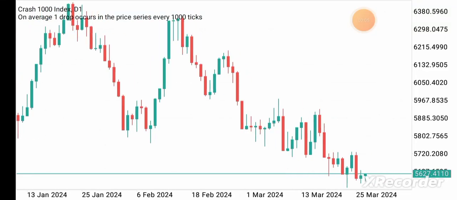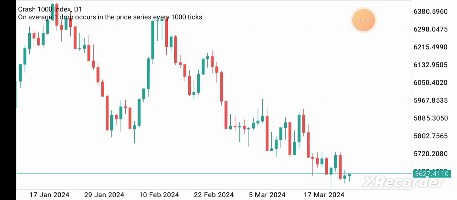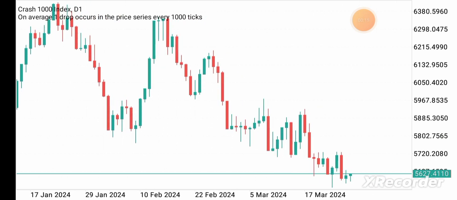So I'm on the Crash 1000 index and I want to analyze this market quickly so I can get an entry, if I can get a setup to enter a trade. So watch closely as I analyze the market so you can also learn from it.